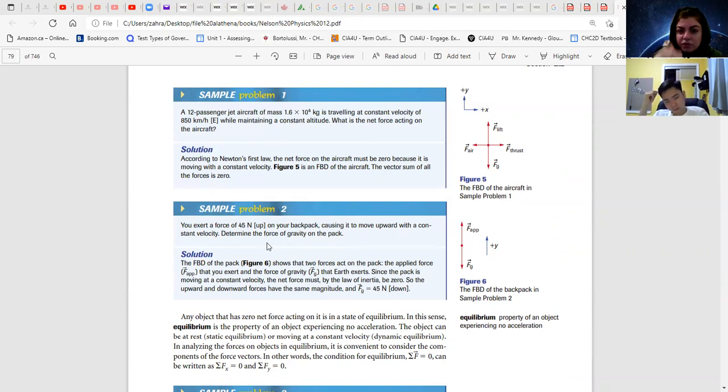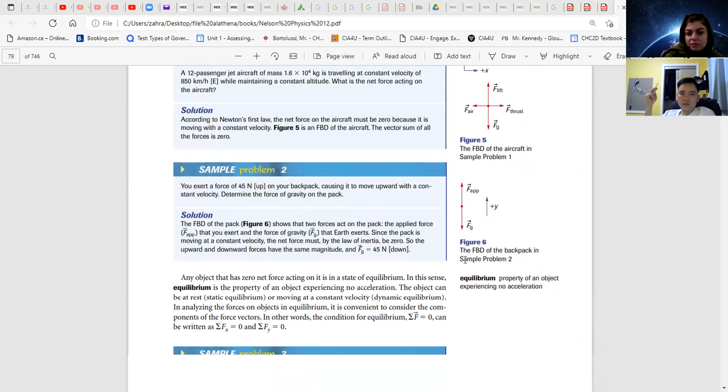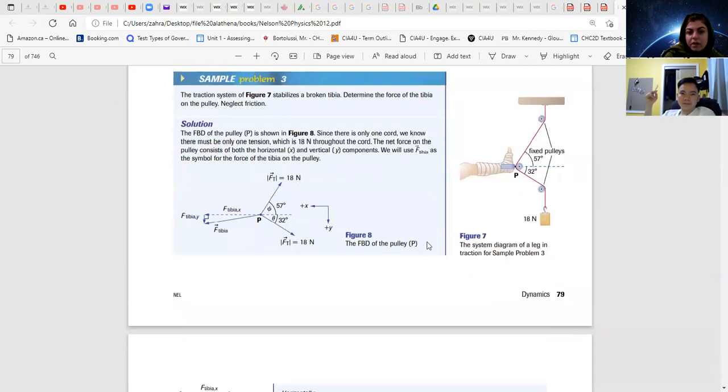Since it's moving in a constant velocity, I'm sorry, it is not moving in the y direction, right? But you're moving forward, that's fine, but in the y direction the net force is going to be zero. The applied force will be the same as the force of gravity. They need to cancel. So the gravity on the backpack is going to be the same as the applied force, but in the opposite direction. Any question?